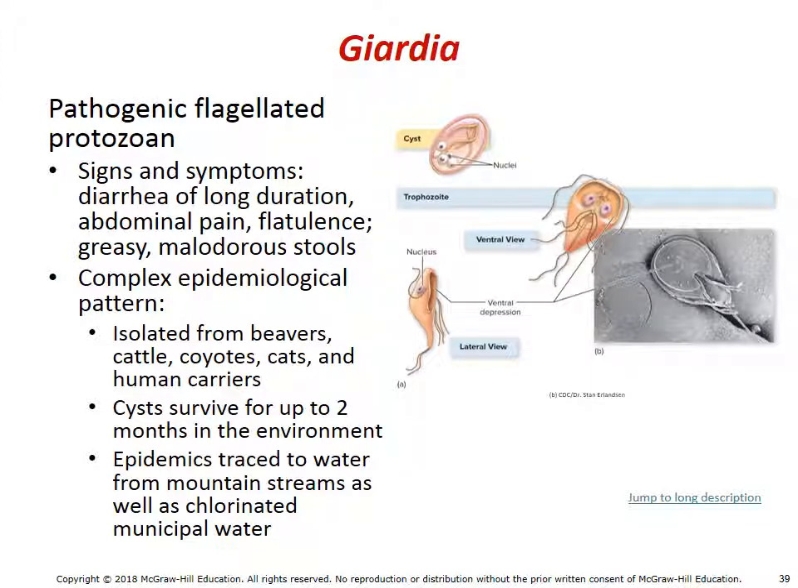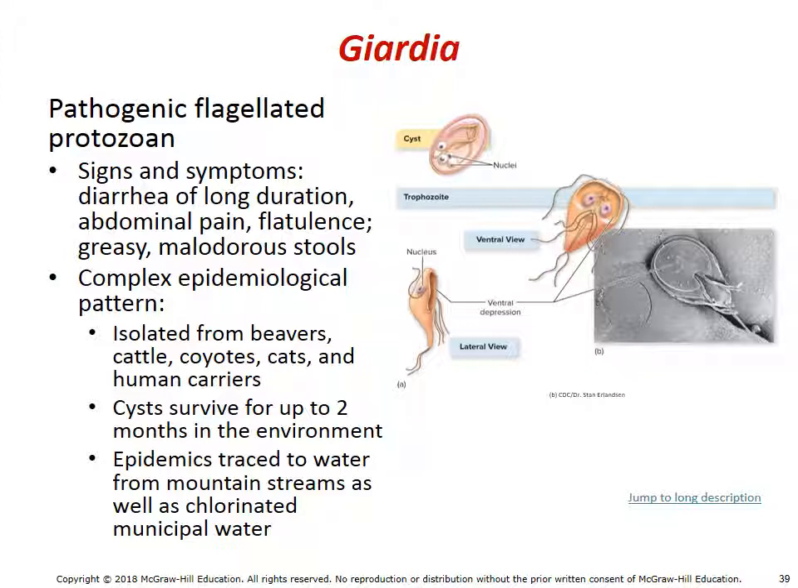Another common cause of, again, protozoan diarrhea here in the United States is the pathogenic flagellated protozoa called Giardia. Giardia is going to be something that can be commonly found in natural reservoirs that have not been treated. And so we again see this being found in things that would interact with this, including things like beavers and cattle, natural wildlife, even humans.